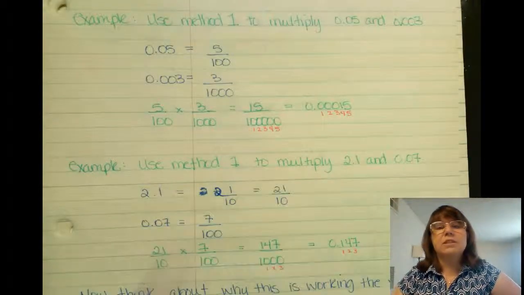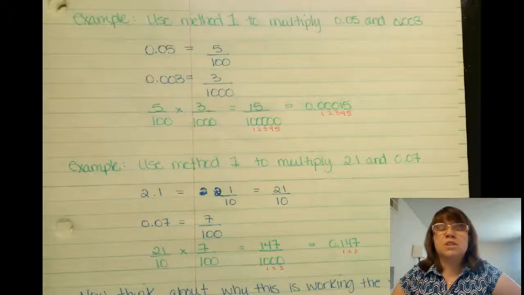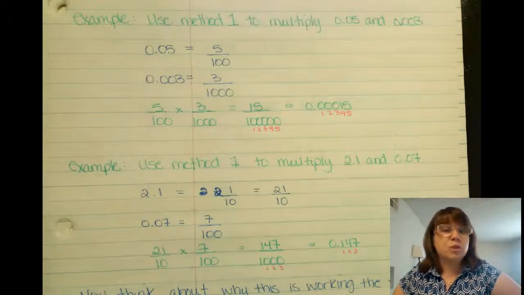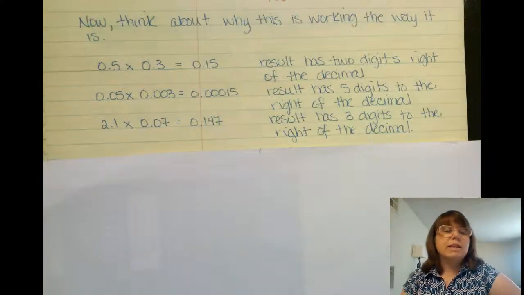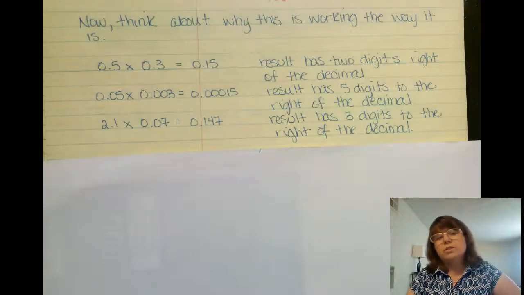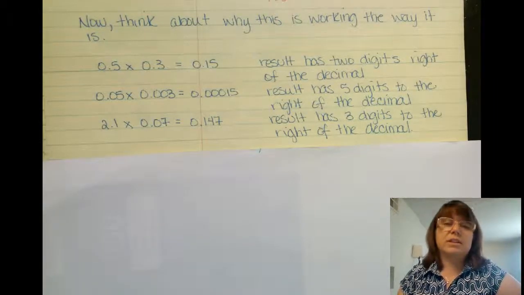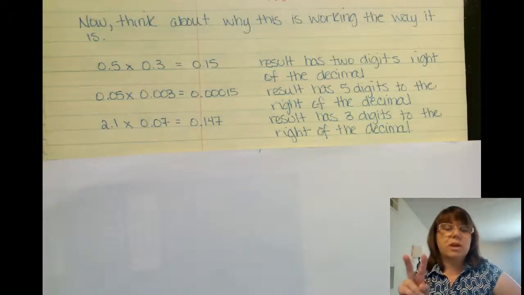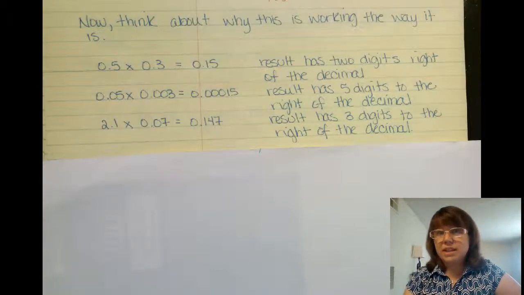Let's go back. 0.05 and 0.003. 0.05 has 2 decimal places to the right. Now let's think about the way that it's working. So 0.5 times 0.3 is 0.15. The result has 2 digits to the right of the decimal. 0.05 times 0.003. The answer is 0.00015. The result has 5 digits to the right of the decimal. 2.1 times 0.07. The answer is 0.147, which has 3 decimal places to the right.